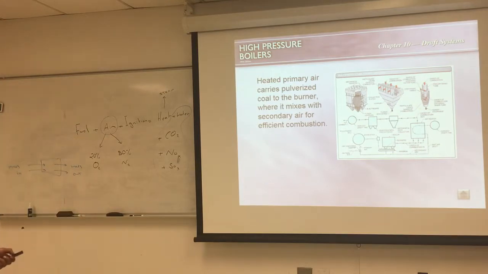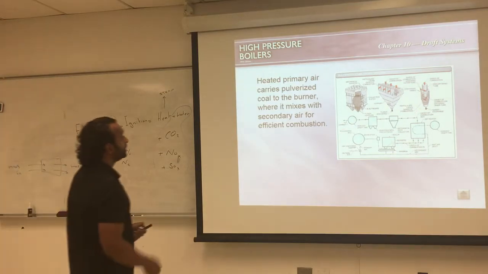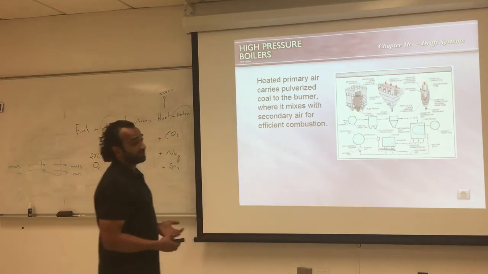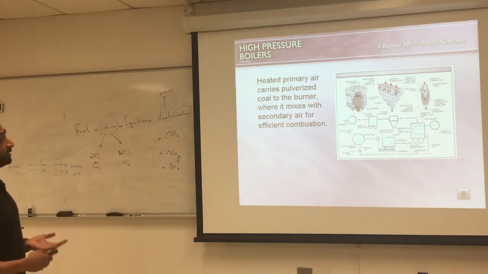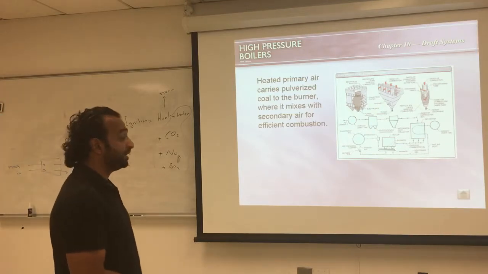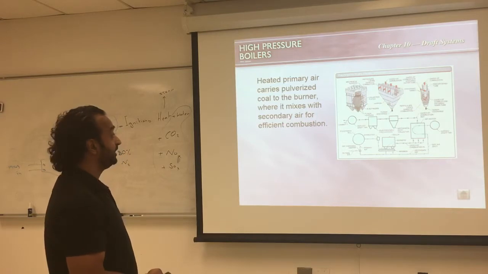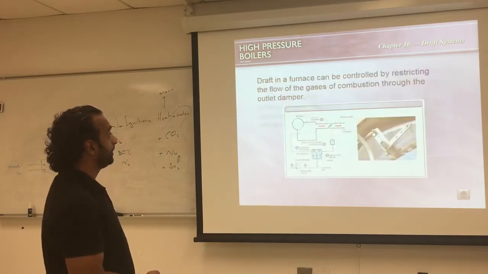Heated primary air. This again is still coal. The air that has to come and pulverize the coal and carry the coal with it has to be warm. So that is another kind of apparatus they have to use for coal: to heat the air so it will be able to carry the particles of coal.